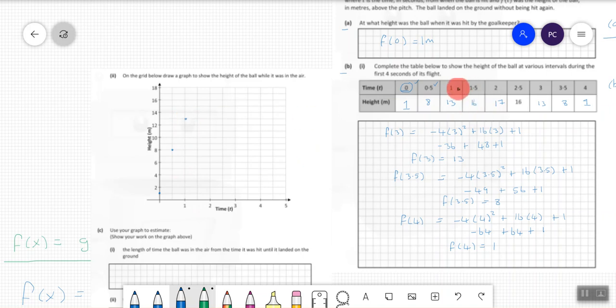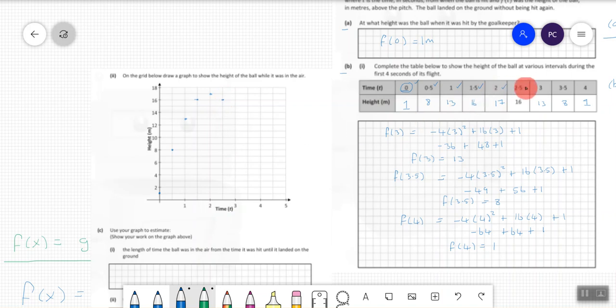So that's that one. At 1.5 seconds, the height is 16, so 1.5 is here. The height is going to be up about here. So that's 1.5. At 2 seconds, the height is at 17. So 2 seconds, the height is up here at 17. And this looks like the maximum height. And then it starts to fall. So at 2.5, which is here, the height is down to 16, which is about there.